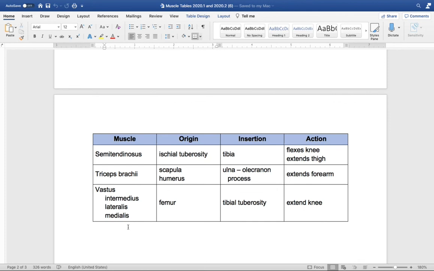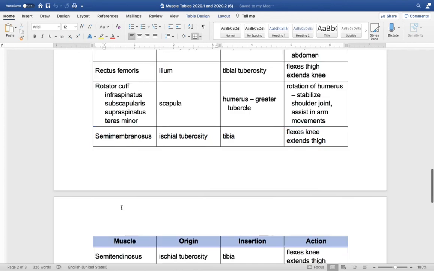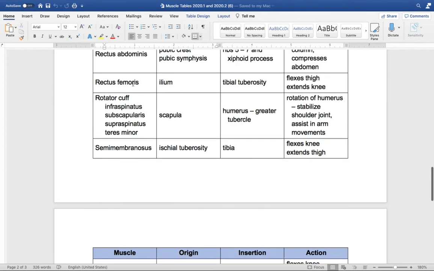Since the vastus muscles only span one joint, they're only going to have one action. Therefore, these will help the rectus femoris extend the knee, but they will not play any role for the hip. That is strictly for the rectus femoris to do. So we can see that flexion of the thigh and extension of the knee is the goal of our quadriceps group collectively.